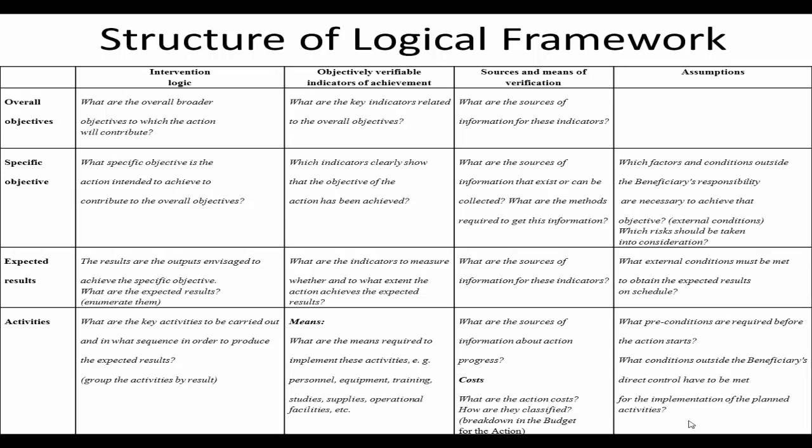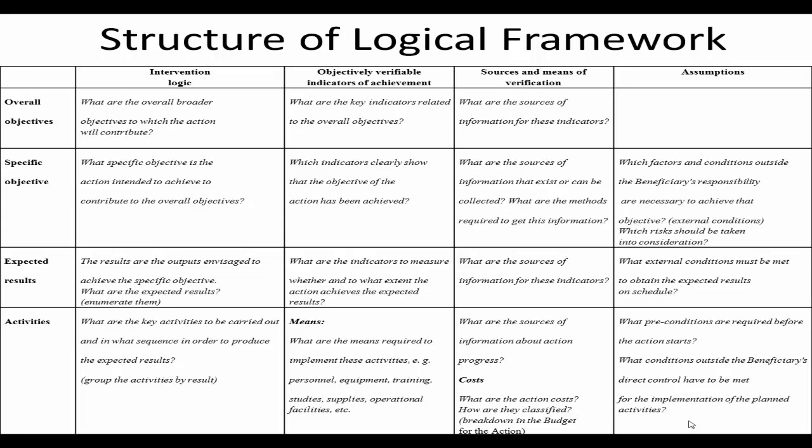So in the first column out there, you would specify the objectives, the specific objectives, as well as the expected results and the activities. Those will be clearly spelled out. In the case of activities, you want to answer what are the key activities to be carried out, and in what sequence, in order to produce the expected results. Prior to that, you should have specified what your expected results are.